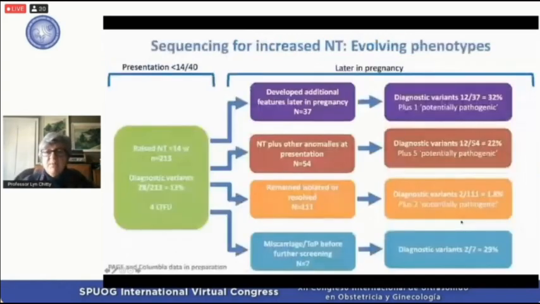Y unas palabras acerca de la translucencia de la nuca, ya que sabemos que todos medimos ahora la translucencia de la nuca y cabe saber que hay bebés que presentan esta translucencia de nuca y que tienen otras anormalidades en el momento de la presentación, otras anormalidades que se desarrollan tardíamente en el embarazo, donde podemos ver que la tasa de diagnóstico de la secuencia de exomas acá es entre 20 y 30%. Entonces aquí la translucencia de la nuca más otras anormalidades es una buena indicación para la secuencia de los exomas. Para estos casos en donde aumenta la translucencia de la nuca y si se mantienen aislados o se resuelven, la tasa de diagnóstico era muy baja de inicio.